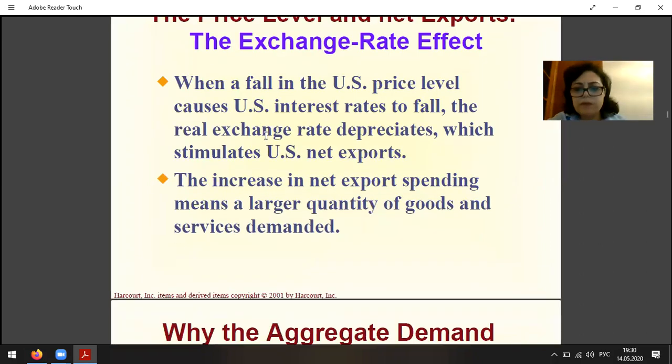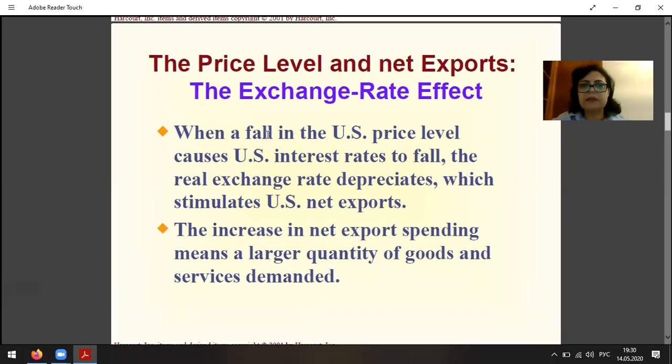So the third effect, the price level and net exports: how can they interact? How can they affect each other? To understand these interactions better, we need to understand the exchange rate effect.